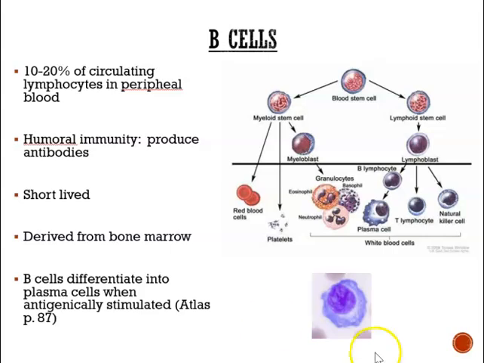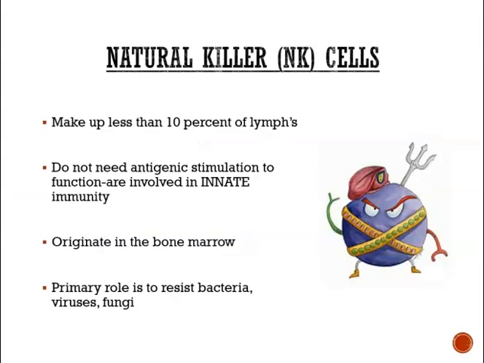And on the next slide, we're going to talk about the killer cell. This is the last one that can be derived on the lymphoid side from the lymphocyte. The natural killer cells only make up about 10% of the lymphs. You do not need an antigenic stimulation for the natural killer cells to function. They are involved in innate immunity. They originate in the bone marrow, and their primary role is to resist bacteria, viruses, and fungi.